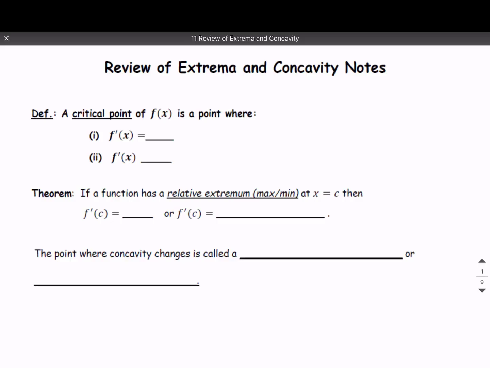Today we're going to review extrema and concavity. But before we get to that, let's remind ourselves what a critical point is. A critical point of f of x is a point where the derivative is 0 or where the derivative does not exist. We also have a theorem that says if a function has a relative extremum, meaning a max or a minimum, at an x value c, then the derivative at c equals 0, or the derivative at c does not exist. Remember, these are the critical points.